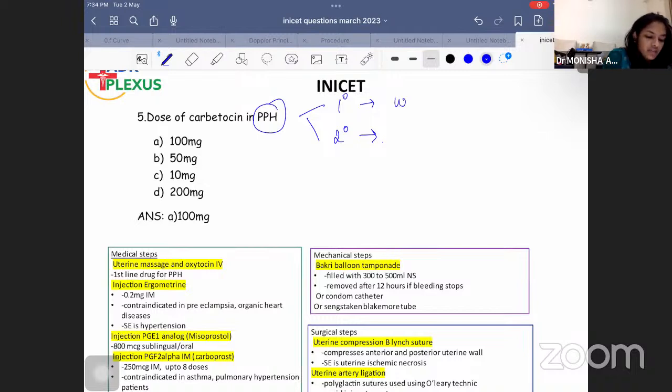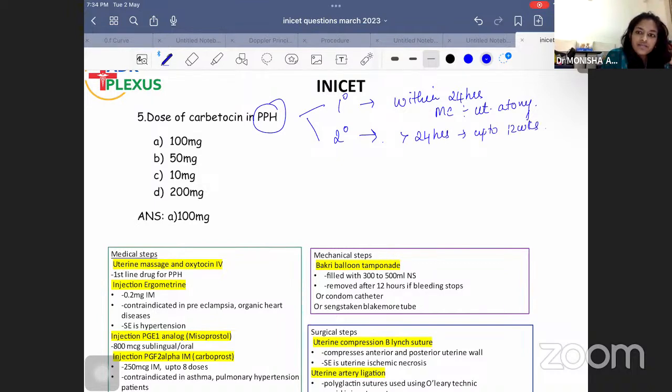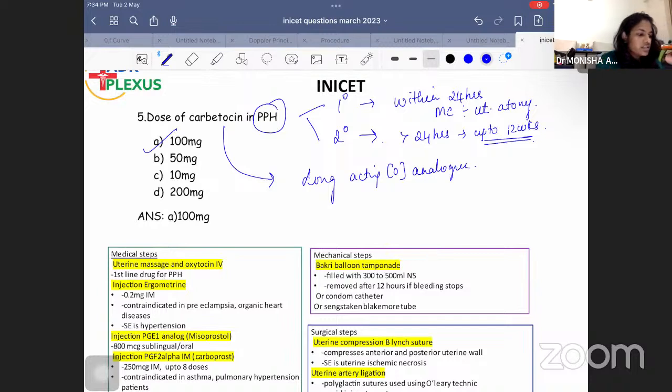Primary is when there is a PPH that you notice within 24 hours of delivery, and the most common cause is uterine atony. Secondary PPH is after 24 hours up to 12 weeks. Carbetocin is a long-acting oxytocin analog. It's very important. Its dose is 100 micrograms. This is a very, very important expected question, I will say.